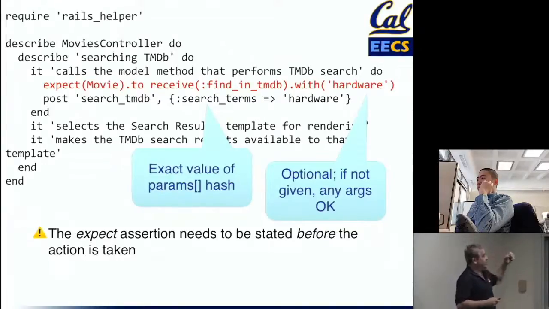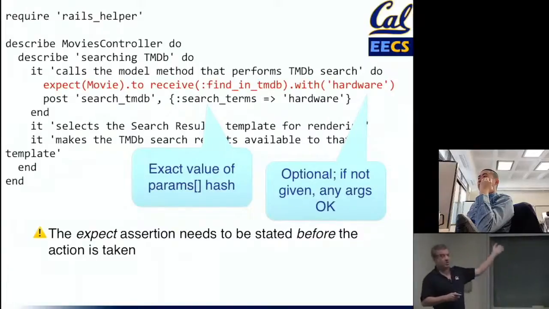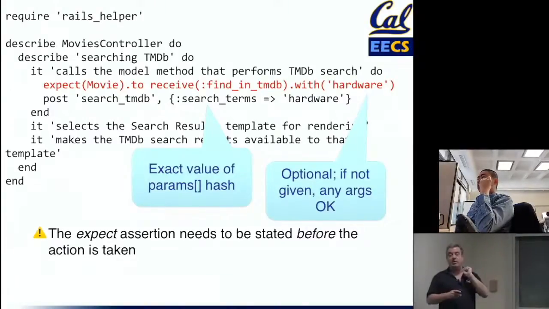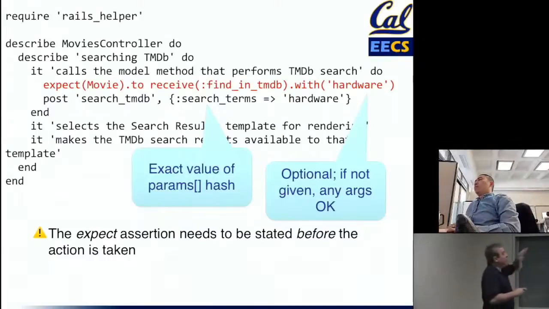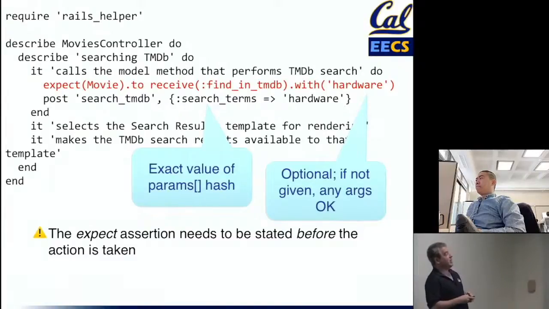You can almost think of this as setting up a precondition that we're going to spy on that function. Later, when we talk about JavaScript and the way that you do some of these same things in Jasmine, which is the JavaScript testing framework, they actually have a term called a spy. And what you do is you create a spy, and you alias the spy to the thing that you want to see called. Now, keep in mind that the only thing this controller method is going to be responsible for doing is calling find in TMDB.